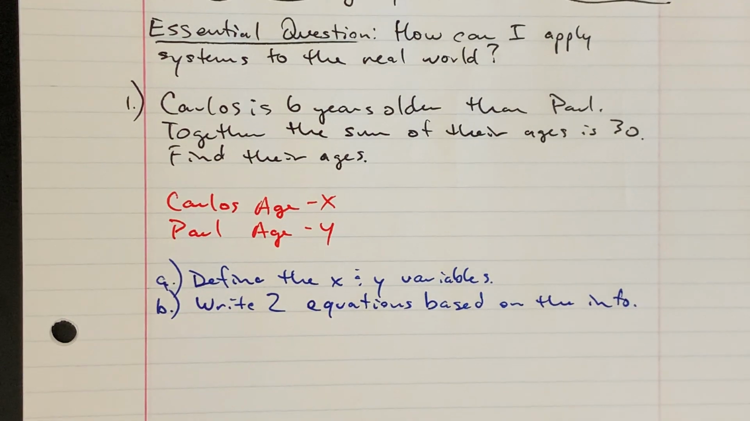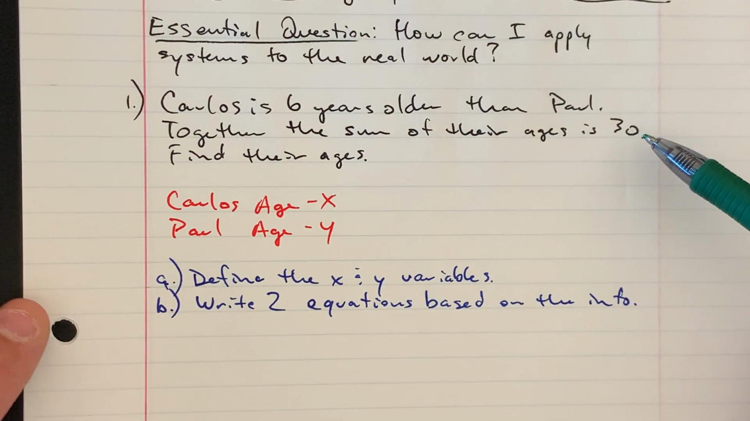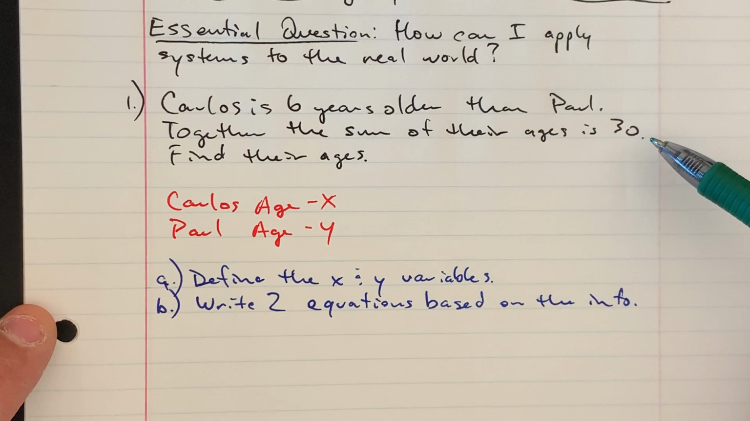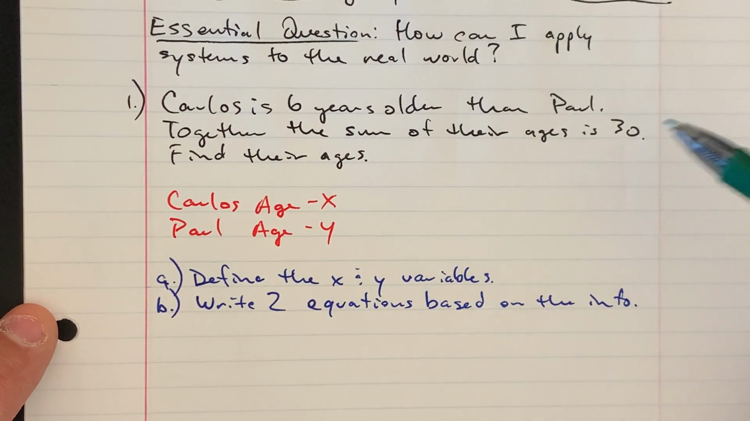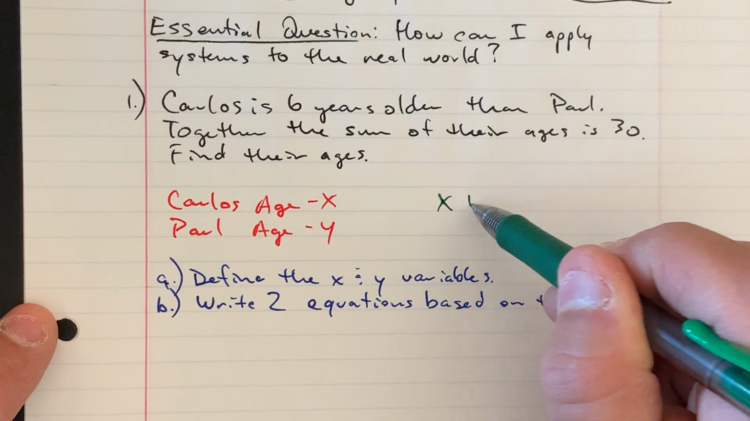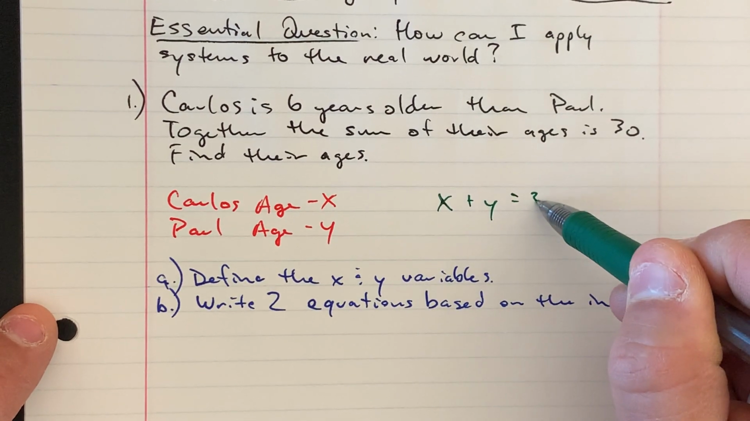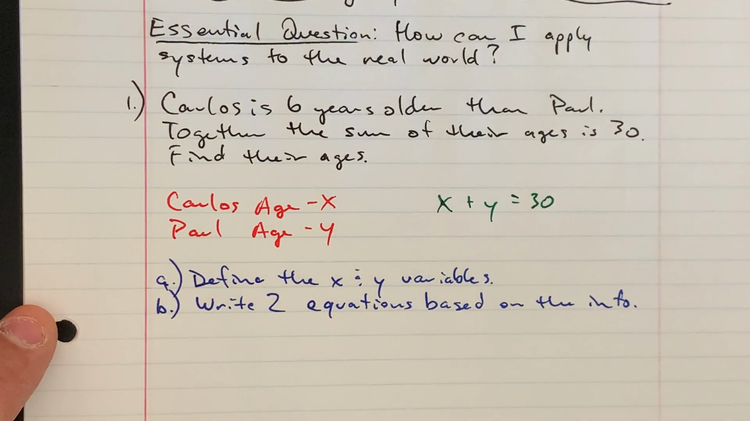All right, so we're basing the information on what we have given here. Now, when I look at the information, I see two different sentences. Carlos is 6 years older than Paul, and then together the sum of their ages is 30. I think the second sentence helps us the most for writing maybe the easiest part of our system. Together the sum of their ages is 30. So that's telling me Carlos's age plus Paul's age equals 30 years old.